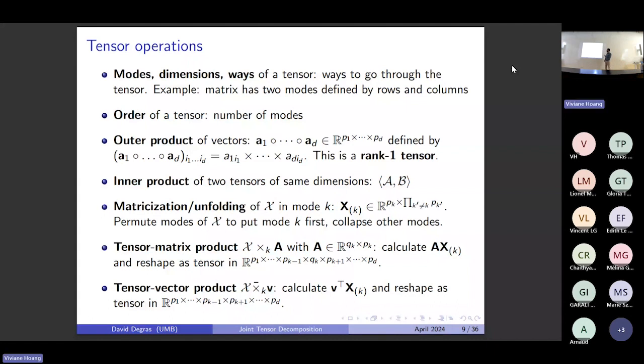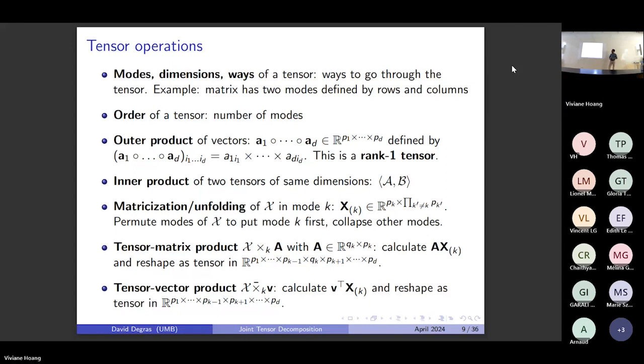One key operation to get a tensor is to start from vectors and then do their outer product. That results in a tensor called a rank 1 tensor. I use this circle as the notation for the outer product operation. The inner product is like a scalar product. Tensors can be vectorized, giving the usual Euclidean scalar product. And then, of course, we play with tensors and we want to change their shape, either turn the tensor into a matrix or the other way around, or vectorize the tensor. So one important operation is called to matricize or to unfold a tensor.